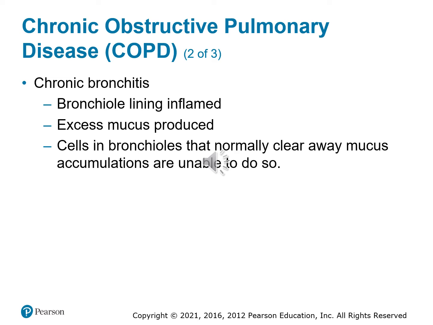So your chronic bronchitis, when we talk about COPD, this version of COPD is where we get bronchial lining inflammation. So we've got inflammation, irritation in the bronchioles. This makes the body increase the mucus production in the bronchioles themselves. And then the cells in the bronchioles that usually would clear away the mucus are unable to do so. So here you're getting the mucus and it's really not moving anywhere because the cells within the lungs have been damaged, again, many times from smoking.